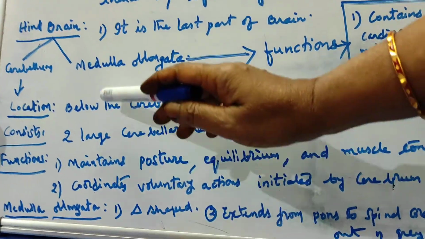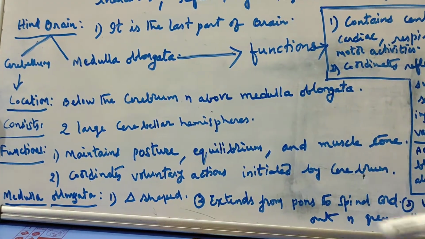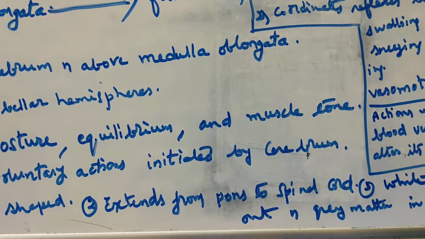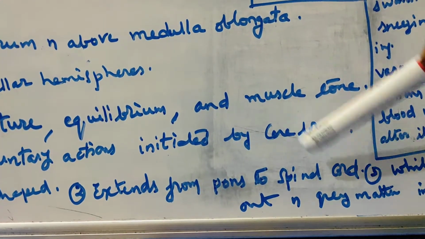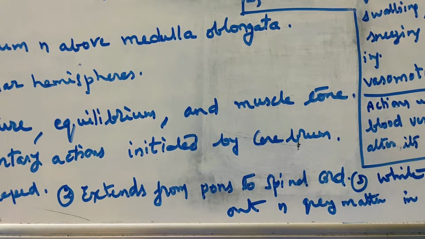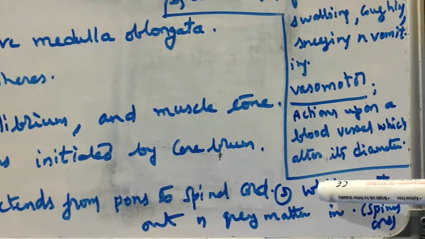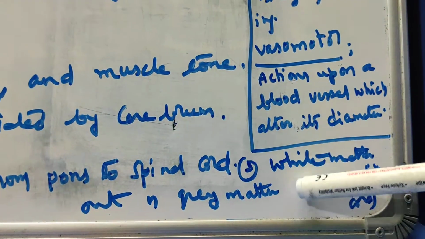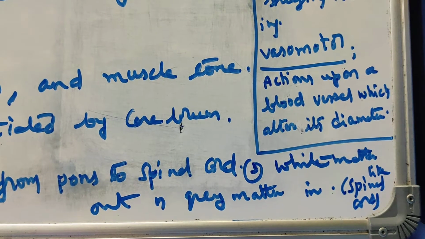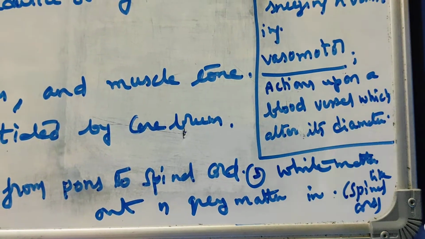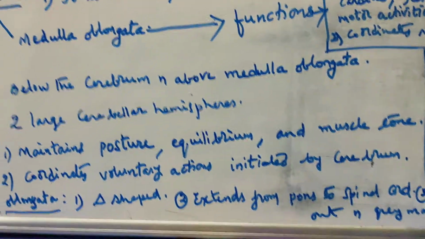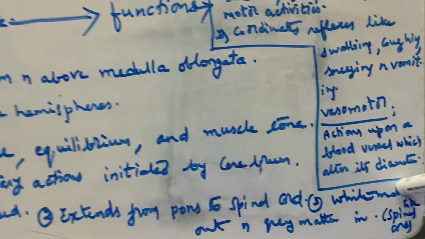Then medulla oblongata. This is the extension of the cerebellum, and it is triangular shaped and extends from the pons to the spinal cord. Okay, so the pons is the ending portion of this hindbrain, and from there to the spinal cord, the extension of the medulla oblongata is nothing but the spinal cord. Okay, and here, unlike in the brain, white matter is outside and gray matter is inside, just like the spinal cord. But whereas in the brain, if you take, the white matter will be inside and gray matter will be outside. I even discussed the reason in the previous video, because the gray matter will be outside, because the white matter is on the inside.